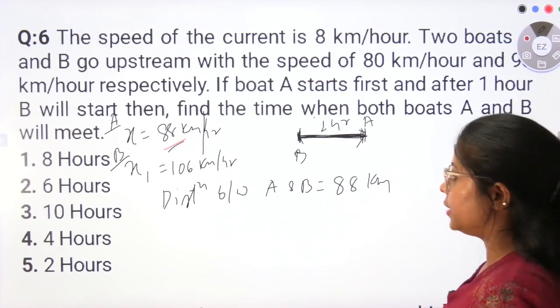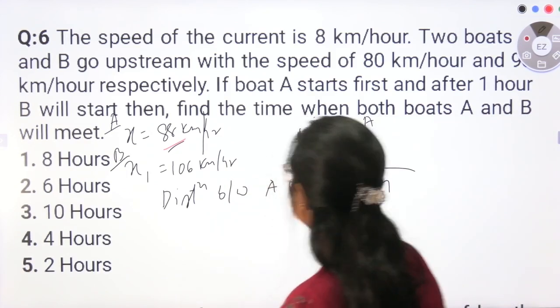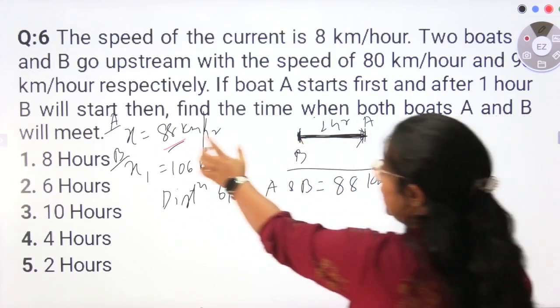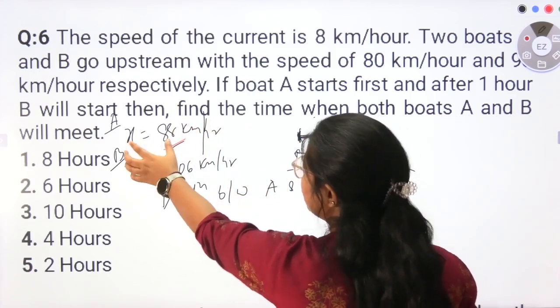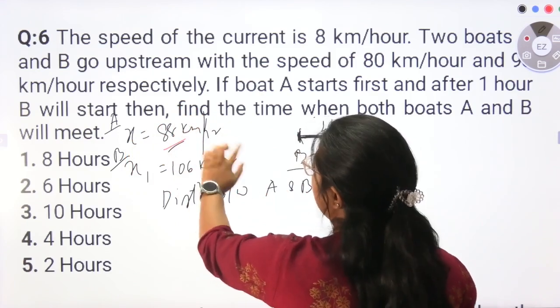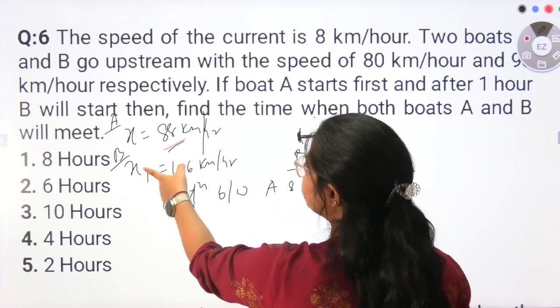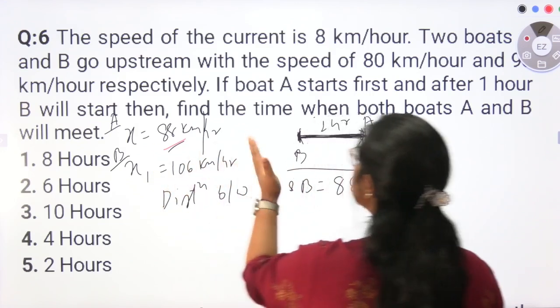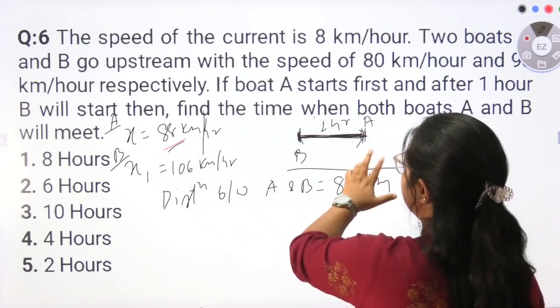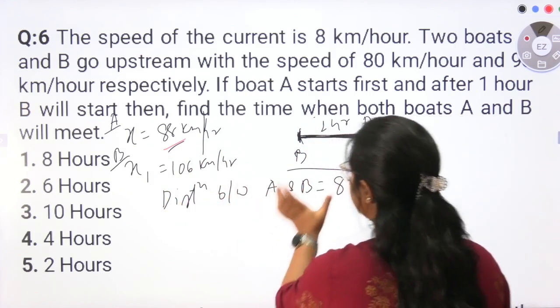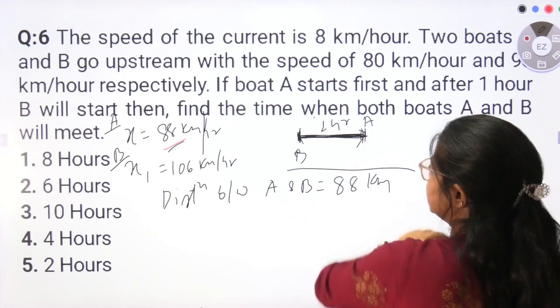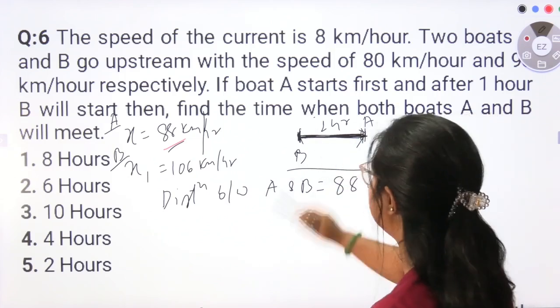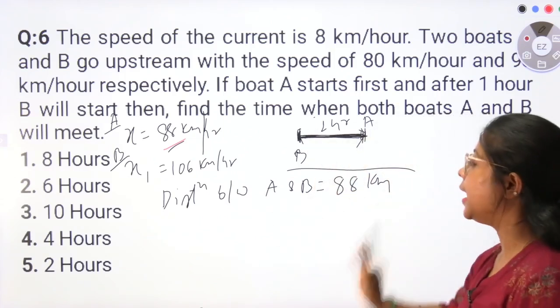Understood? Why 88 km? Because in 1 hour, as the speed of that boat is 88 km/h, A will travel 88 km, and A has already started earlier by 1 hour. That means in 1 hour A will travel how much? 88 km distance, and B has not started yet. That means the distance between A and B would be 88 km.